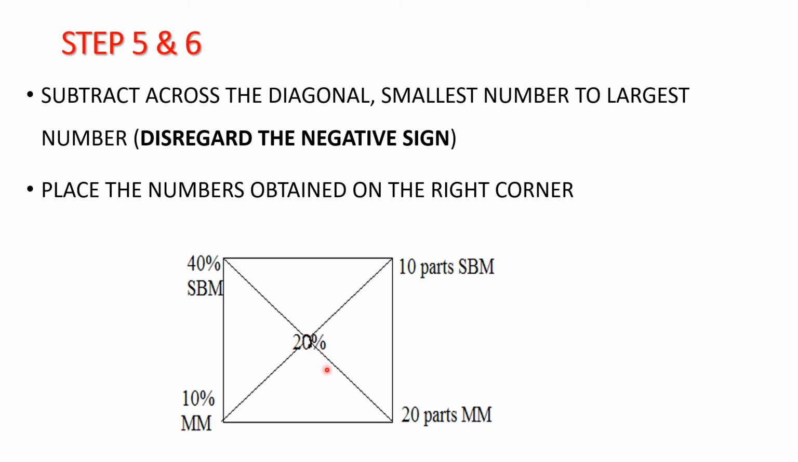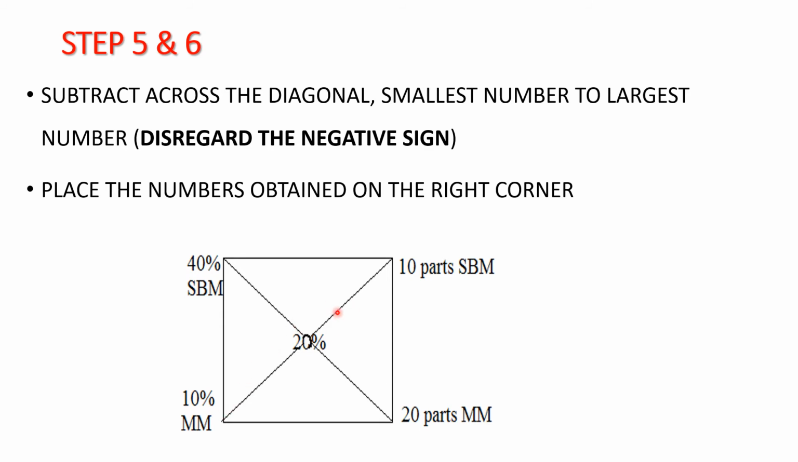Obviously we're going to get negative 20. But now that negative, we disregard the negative sign, so just put 20. Then another diagonal where we have 20 and 10. The figures on the next diagonal are 10 and 20. So you subtract. Remember, smallest to largest. So the smallest is 10 minus 20.